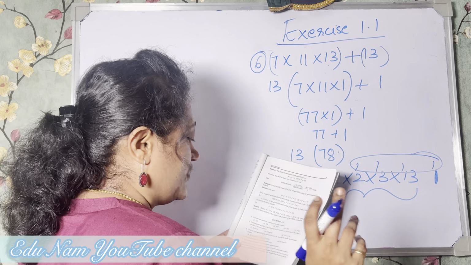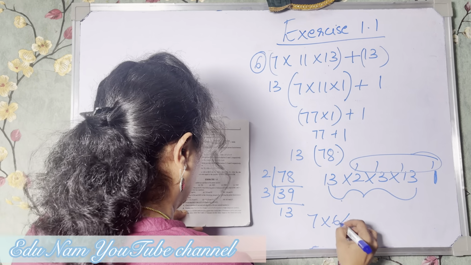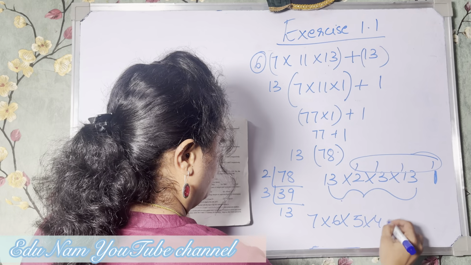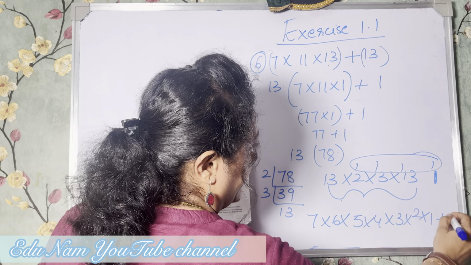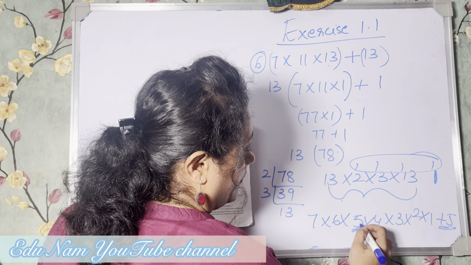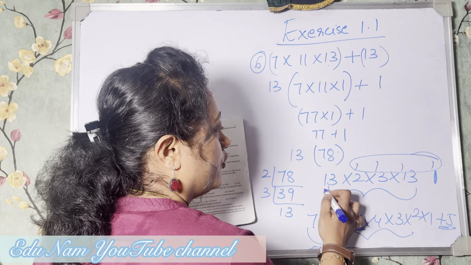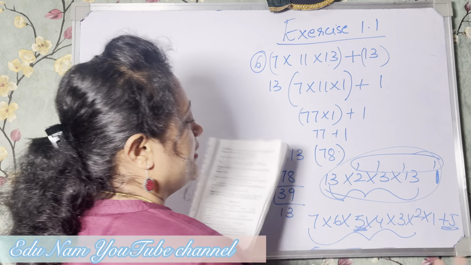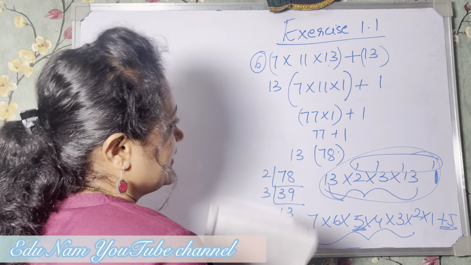The second part of this question is a similar problem, that is 7 into 6 into 5 into 4 into 3 into 2 into 1 plus 5. So 5 and 5 are common. Take that out, multiply this and do prime factorization. If you are getting more than 2 factors, it's a composite number. So let's go to the seventh problem.